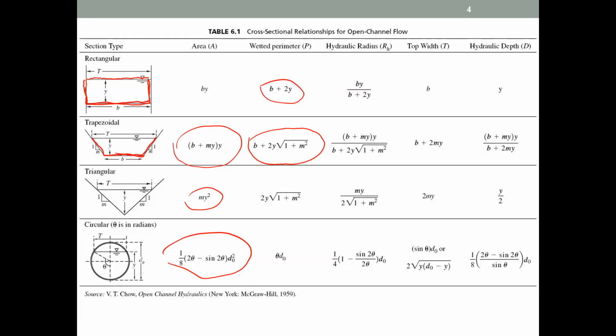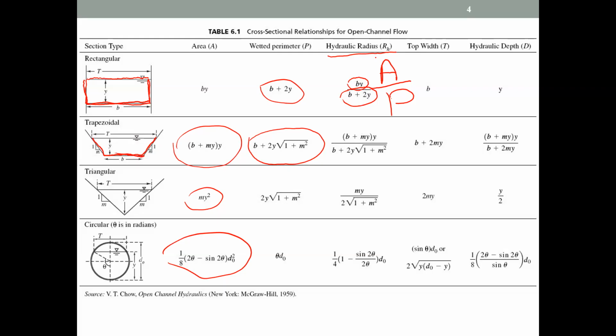Okay, let me explain. Hydraulic radius is area divided by the wetted perimeter. That is the definition. In this case, our area is by for the rectangular section. Wetted perimeter is b plus 2y, right? This is a very common parameter that we use in governing equations like the Manning equation. So we will discuss them today.